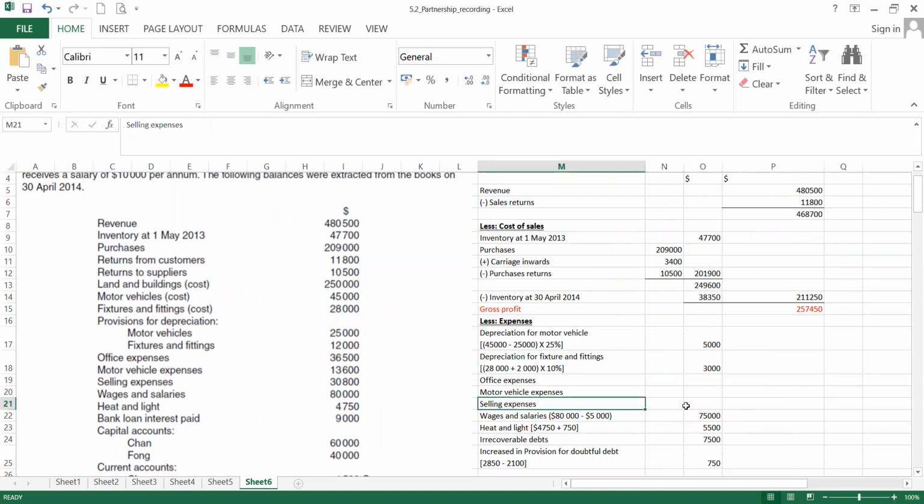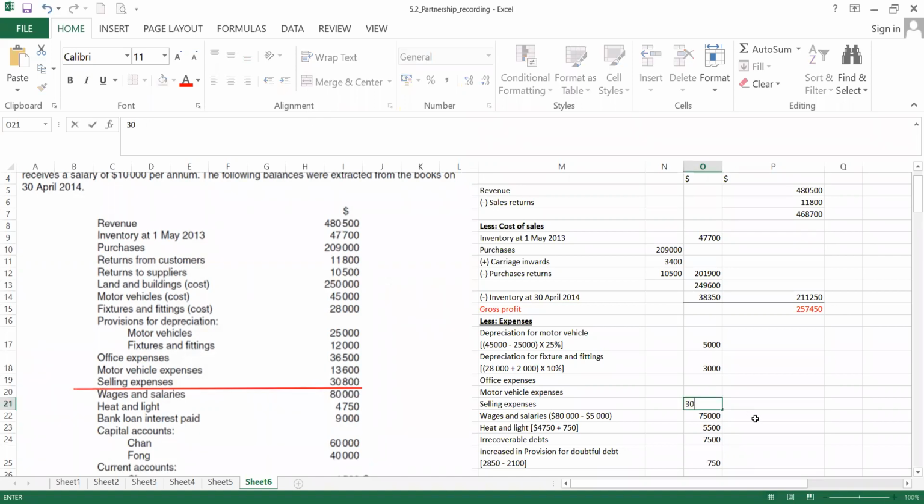And selling expenses, they didn't mention any change. So it means that they should not have any change for the selling expenses. So we just take in the amount, 3800. Okay, now next, motor vehicle expenses.